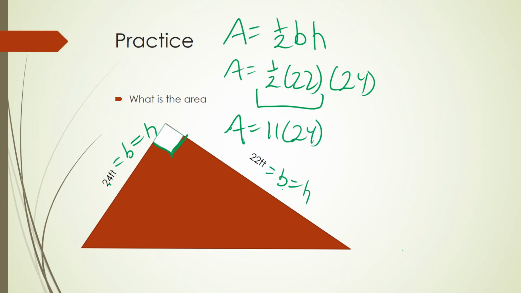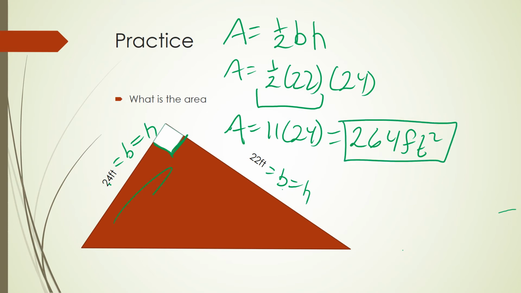So now all I have to do is figure out what 11 times 24 is. So 11 times 24 would be 264. So in this case, my answer would be 264 feet squared, being the area of this triangle. So that would be 264 feet squared.